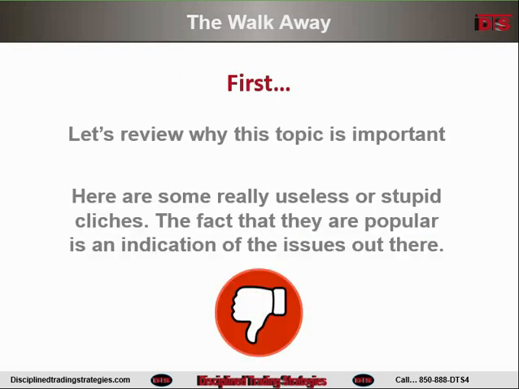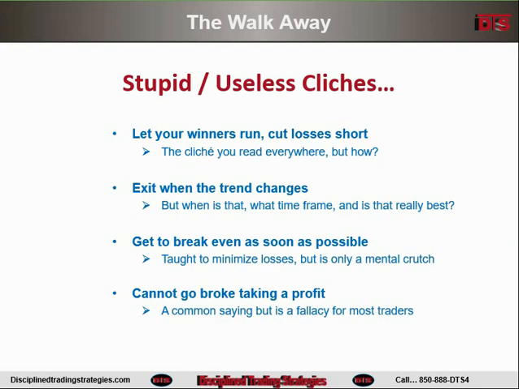Here are some real useless or stupid cliches. The fact that they are popular is an indication of the issues that are out there. Let your winners run and cut your losers short. Well, that's a nice saying. The equivalent of that saying is, here's how you trade successfully: buy low and sell high. It's a theoretical goal, right? But it does us nothing as a training tool to help us.